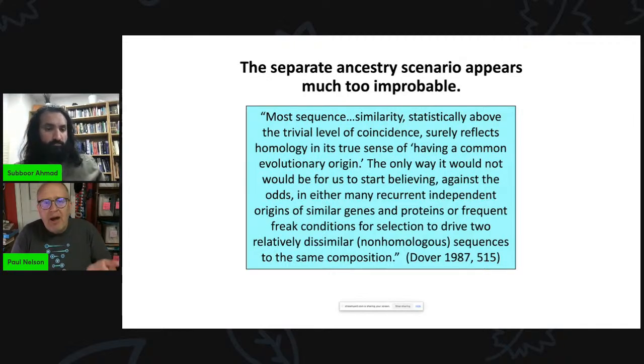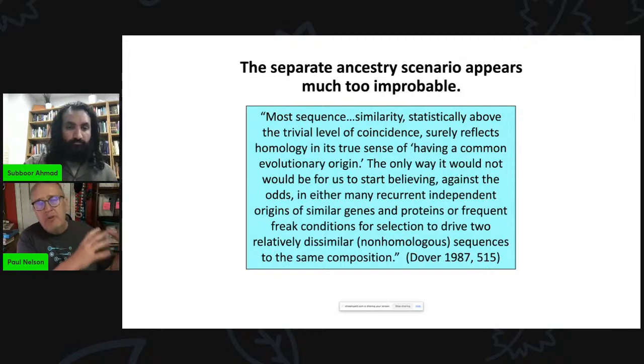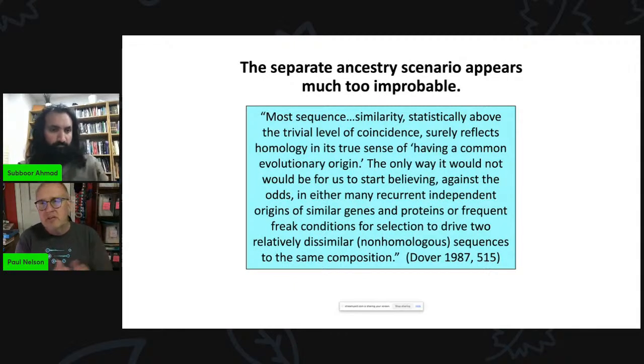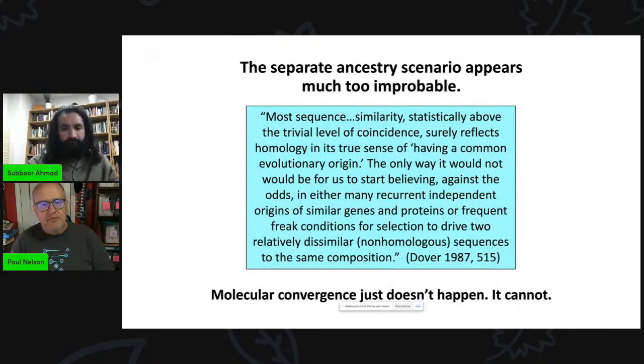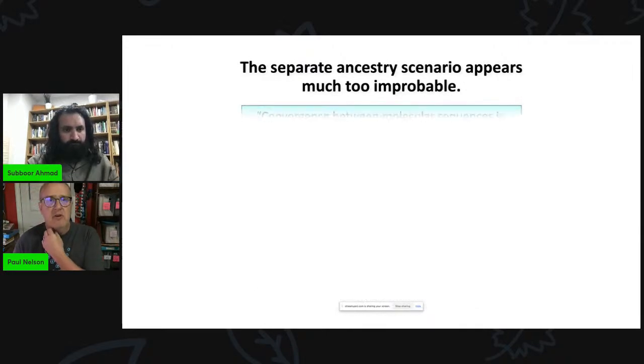He says, you rise above that 25%, and at some point, you're going to cross a threshold where you say these sequences, whatever they are, have to have a common evolutionary origin. Why? Because probability dictates against the multiple independent origins of these similarities. All right. That's what he calls freak conditions. We have to postulate freak conditions counterintuitively against our probabilistic better judgment. And that's how we end up with asserting common ancestry. Molecular convergence doesn't happen. It just can't.